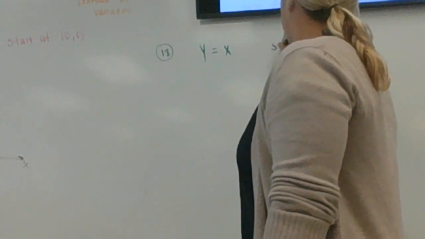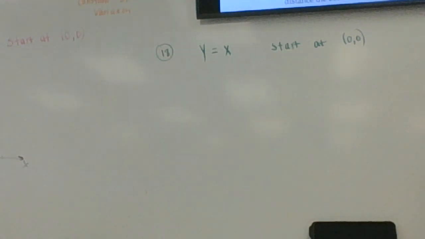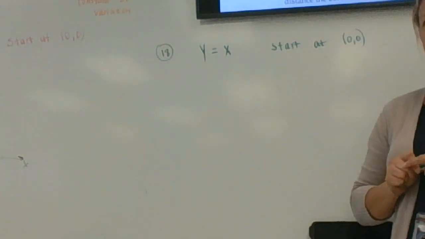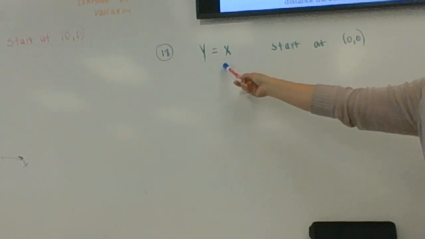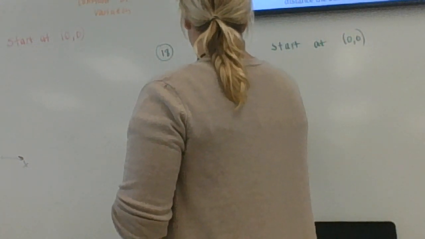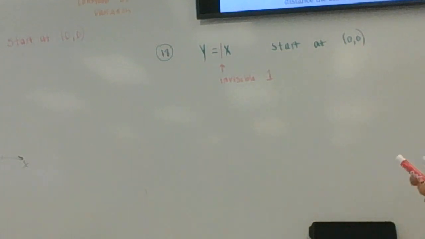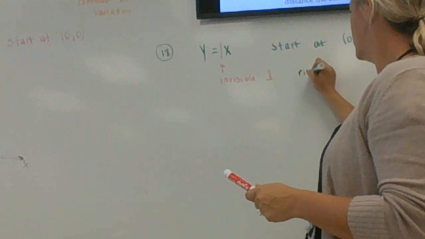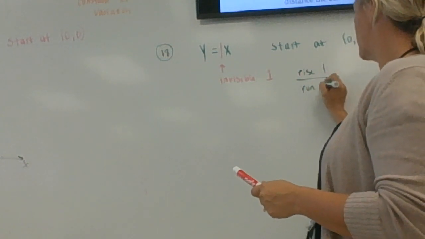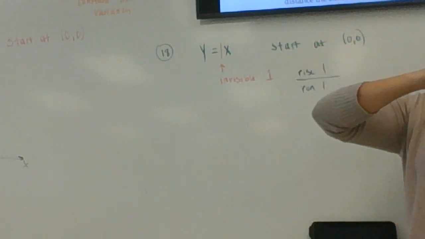Y equals X. You start at 0, 0. But what's the rise over run in this equation? 1 over 1. So when there isn't a number like this, write the 1 in. There's an invisible 1 here. So we're going to rise 1, run 1.